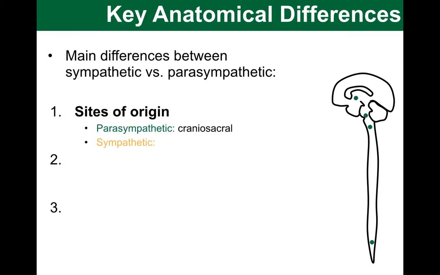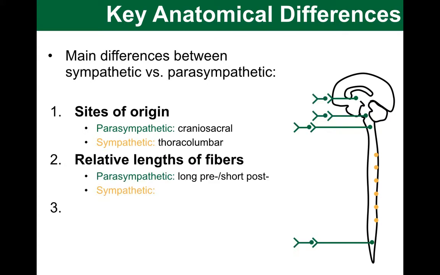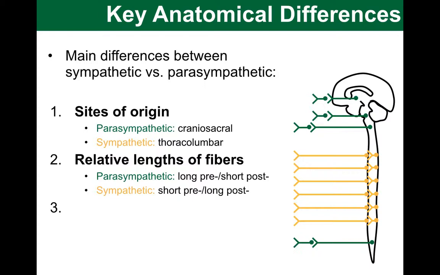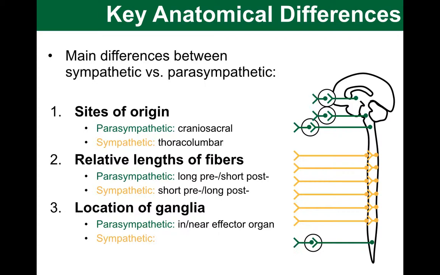First, the parasympathetic nerve fibers arise from the brain and the sacral region of the spinal cord, while the sympathetic nerve fibers arise from the thoracic and lumbar regions. Then, the length of these nerve fibers differs too. Parasympathetic ones are characterized by long preganglionic parts and short postganglionic ones. The sympathetic, on the other hand, has short preganglionic ones and long postganglionic ones. Finally, the ganglia location differs too. While parasympathetic ganglia are located within, inside, or very near to the effector organs, the sympathetic ganglia lie close to the spinal cord.